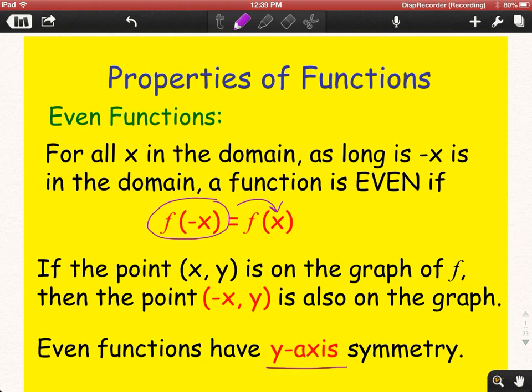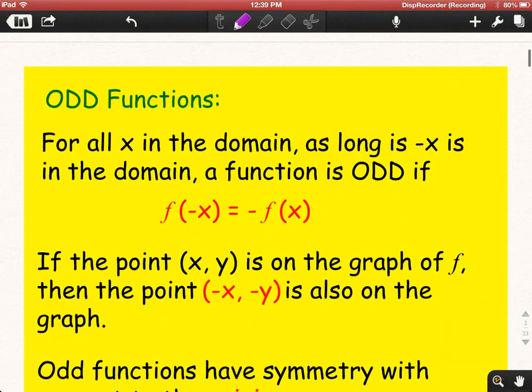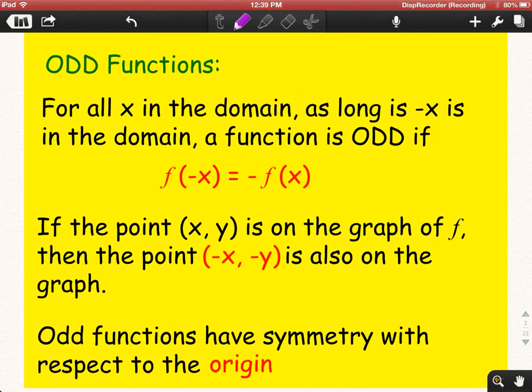Even functions are going to have y-axis symmetry, and therefore if you have a positive xy point, a first quadrant point, you will get an identical second quadrant point, and that's the same thing as saying y-axis symmetry. Let's take a look at odd functions. Odds are kind of the exact opposite. It says if we plug in negative x into my function and I get the exact opposite function back, that's an odd function. Odd functions have origin symmetry, and this is more of a first quadrant, third quadrant type of symmetry. So that's the points we're looking for.